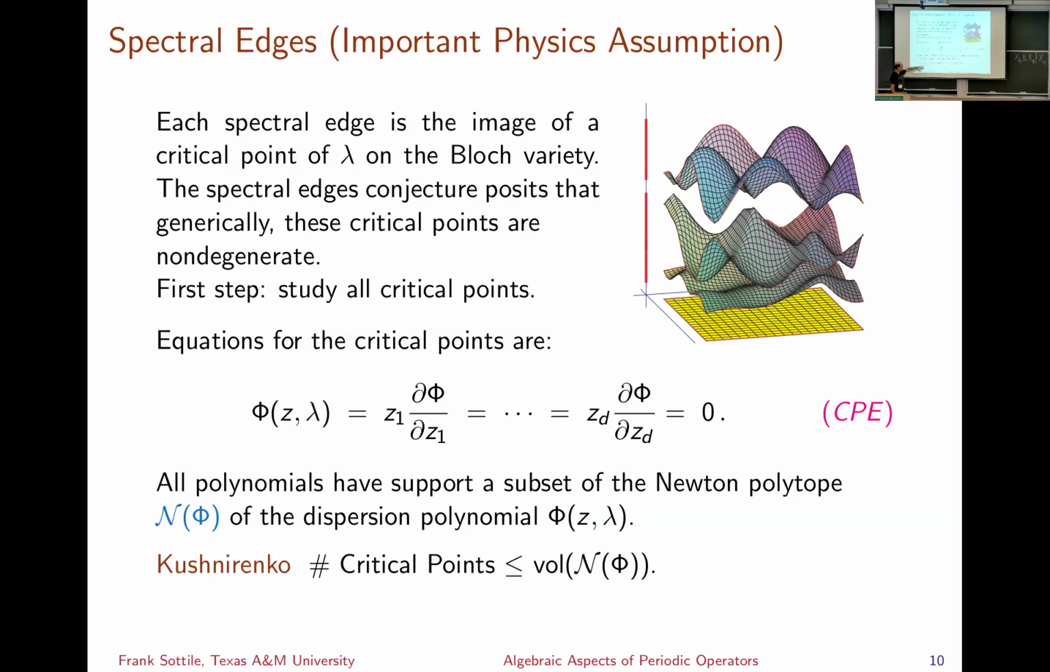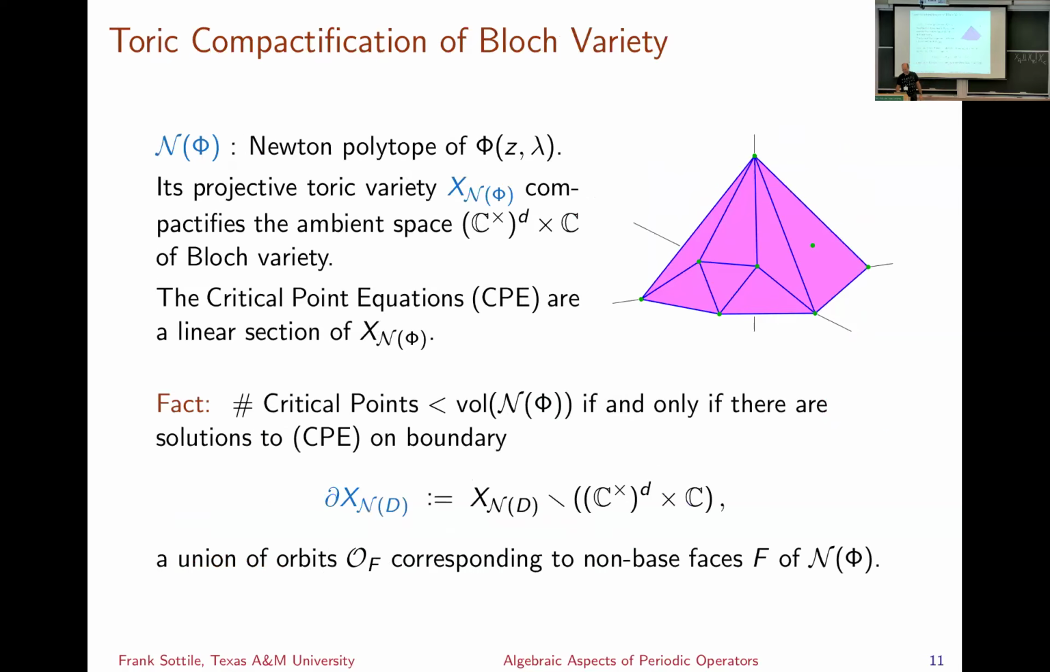Anyways, so the number of critical points is at most this volume. That's an inequality. Let me tell you a little bit about that. Now let N be the Newton polytope of the dispersion polynomial. Its projective toric variety compactifies the ambient space of a block variety. I'm assuming something about the integer span of the weights, but let's leave it at that. And it turns out the critical point equations are a linear section of it. That's one of the ways of seeing where we get Kushnirenko's theorem.